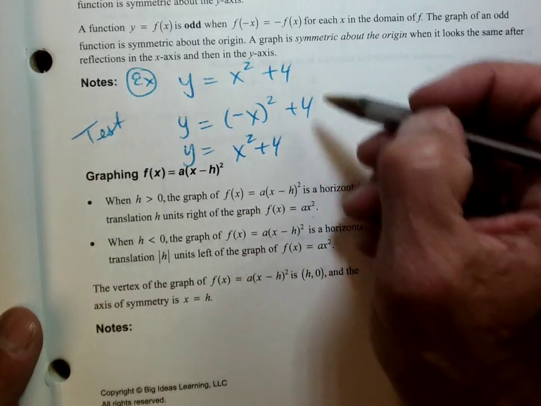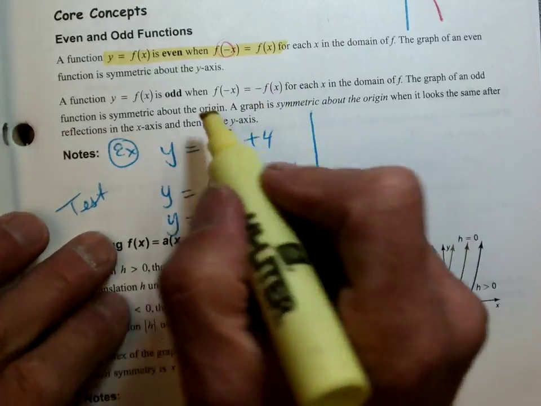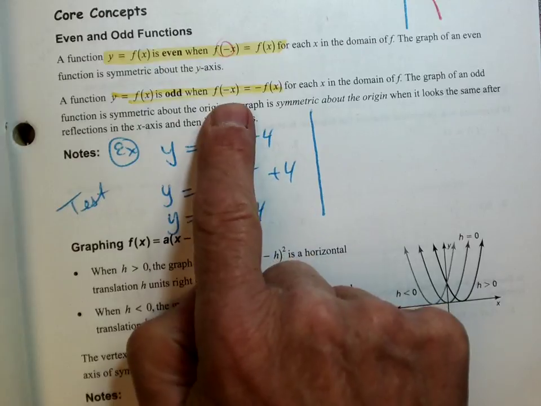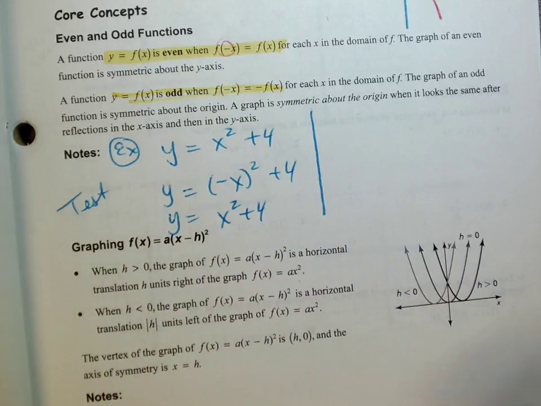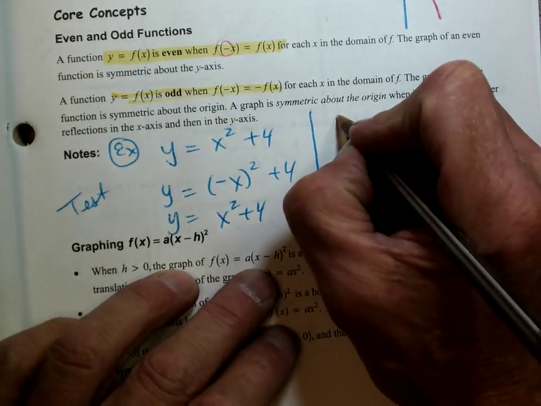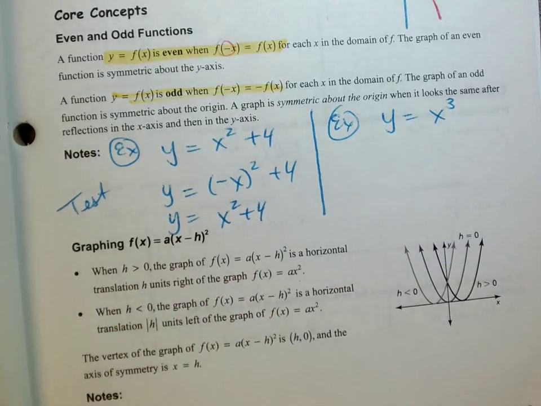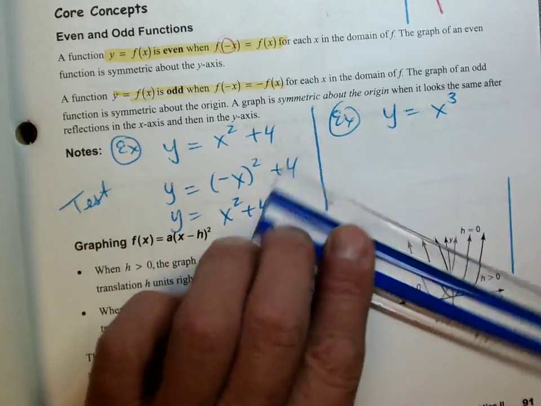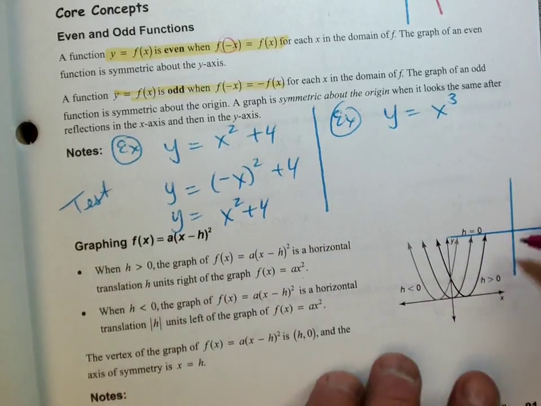Now for odd, it's a little different. The test for odd is this. If you make the x's negative, it makes the whole equation negative. Let's take a look at, as an example, y equals x cubed. That is an odd function. The graph looks something like this. I'll show you what the graph looks like. Put the graph on the side. This function looks like this.